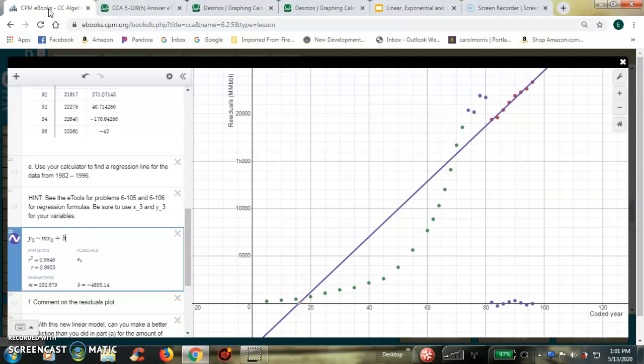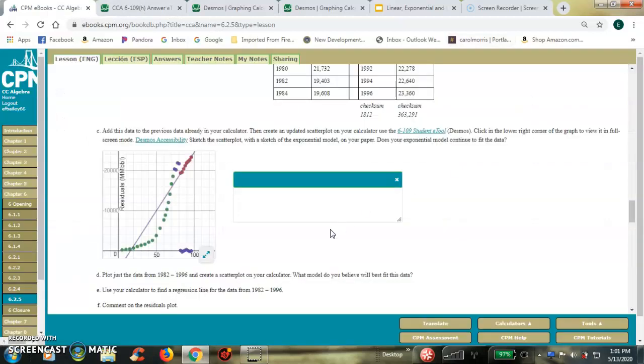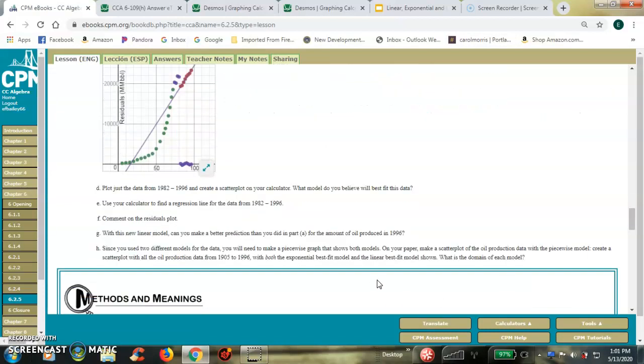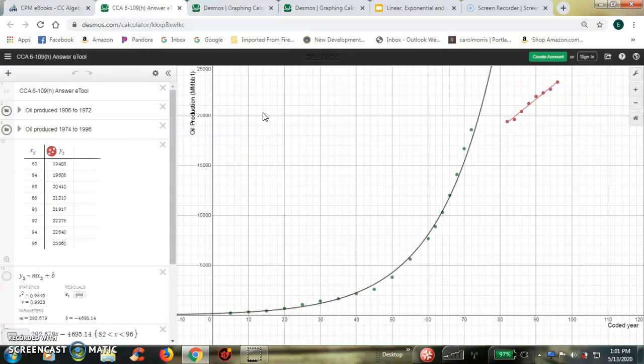All right, so here's the thing. Here's the point of this right here. What happens is there are two different types of models that fit. So right here it says we need to take a look at making a piecewise graph that shows both models. A piecewise graph is like this: it's got a curved model here and it's got a linear model here. All it means is there are two different patterns in the same situation. We will be looking at piecewise graphs in the next unit as well.